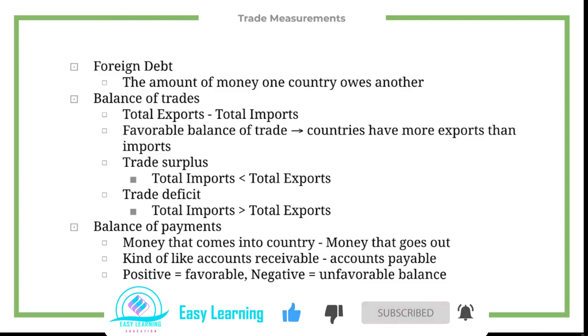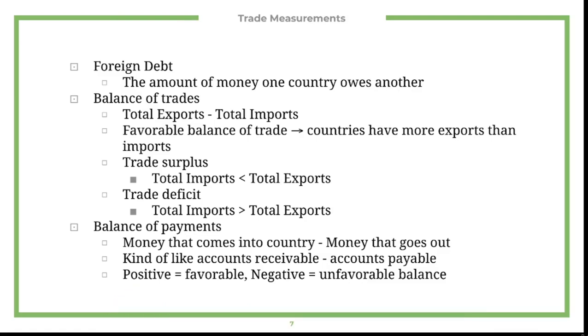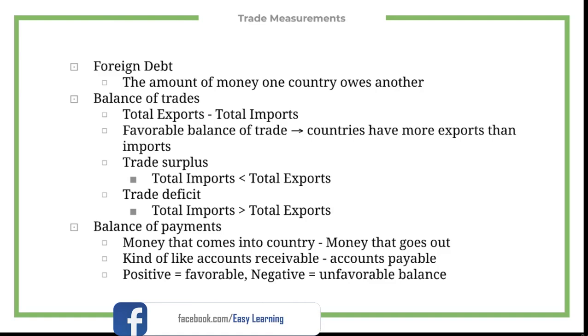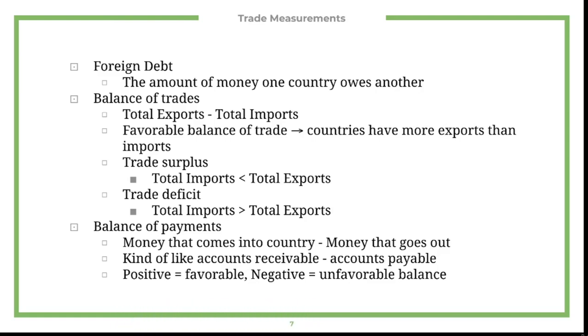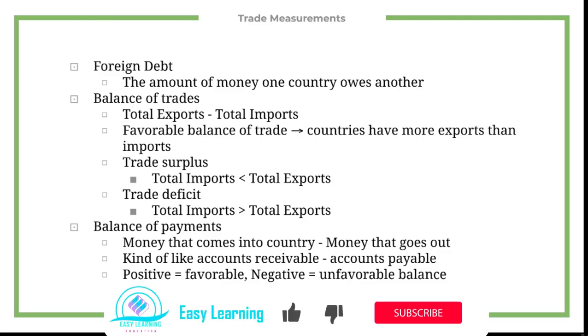A trade surplus is when the total exports exceed the total imports. And a trade deficit is the opposite. Trade deficit is when the total imports exceed the total exports. And the balance of payments is similar, except instead of total exports and imports, they subtract the money that goes out of the country from the money that comes into the country. So it's sort of like accounts receivable minus accounts payable. And like balance of trade, a positive balance of payments is favorable and a negative is unfavorable.